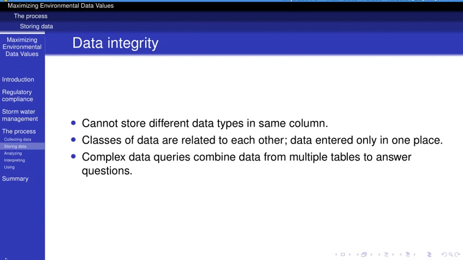For example, a regulator might want you to show how cadmium concentrations in the receiving waters varied by date and pH. Queries of this type and much more complex ones are what databases are designed to answer. You can use this type of information to evaluate the effectiveness of your stormwater management program and avoid regulatory penalties and remedial actions.